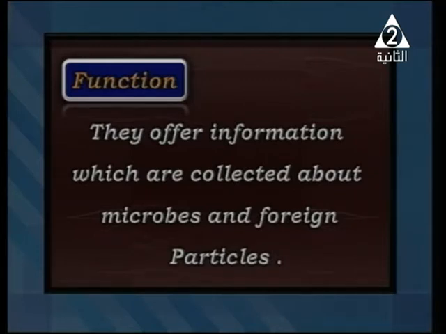As we said, T helper cells activate some cells to activate the other cells. And we have another type that collects and gathers information about the enemy or the foreign particles inside your body. They are called the mobile or movable macrophages.